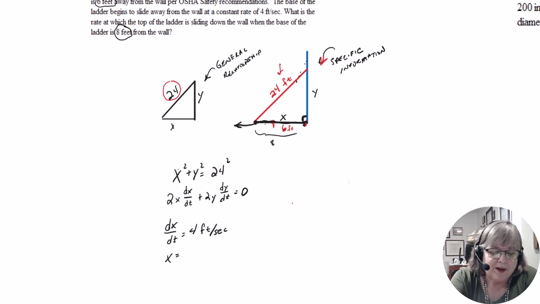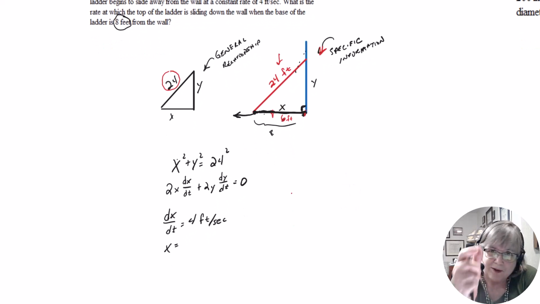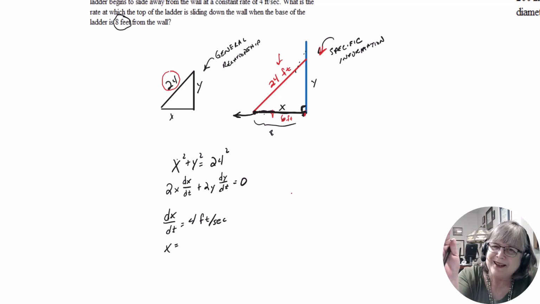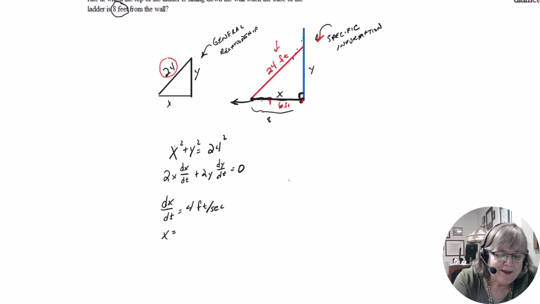So the number that we need for this specific information for this little snapshot picture that we took, remember I said you see something happening, oh, it's sliding away from the wall. And instead of rushing over there to stop it, you're going to take a picture and say, wonder how fast that is. All right, so here we go. So the x that I need is that 8 feet because they're asking me about what it is at that time. Okay, now I also need to know what y is.